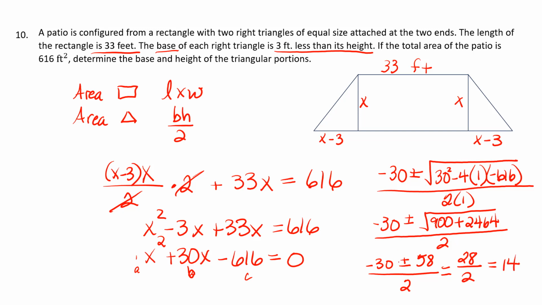Negative 30 minus 58 is going to be a negative number, and we know that x cannot be negative because these are lengths. So we know that x has to be 14, and that is 14 feet. That's going to be the height of each triangle, 14 feet. And then the base of each triangle will be 3 less than that, so that will be 11 feet.